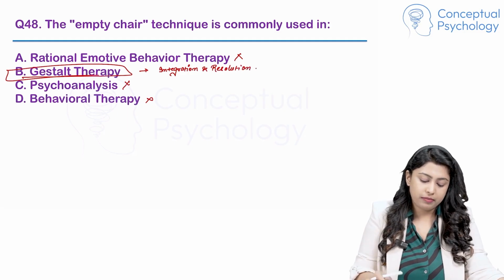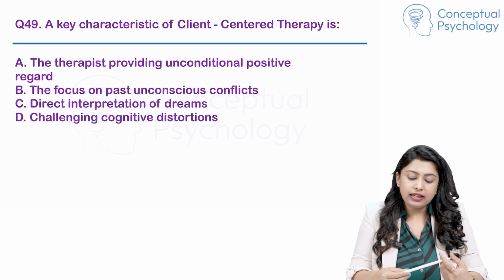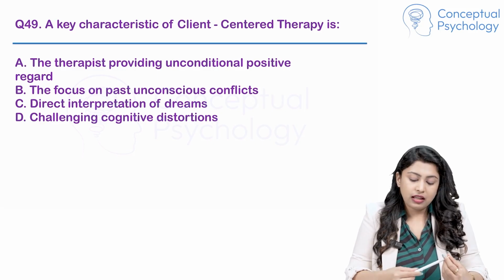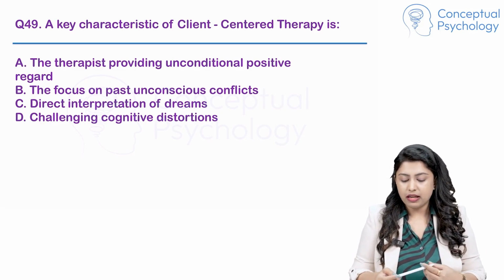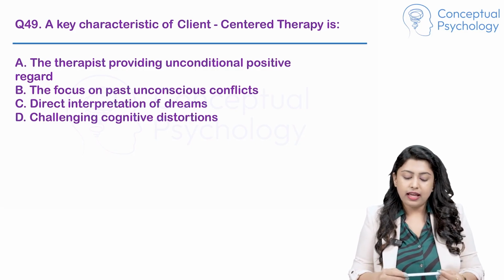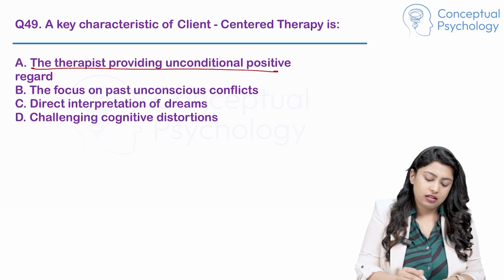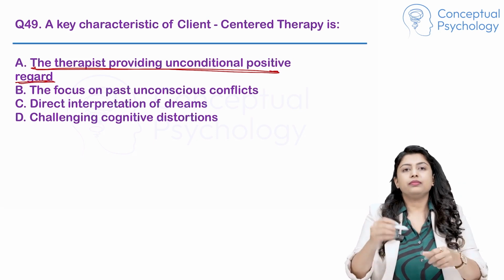Hence, gestalt therapy, which is B, is the right answer. Now, key characteristics of client-centered therapy: the therapist providing unconditional positive regard, the focus on past unconscious conflicts, direct interpretation of dreams, and challenging cognitive distortions. Here, A is the correct answer.